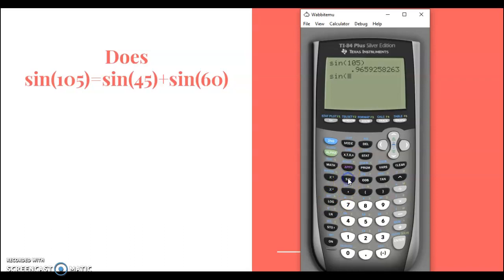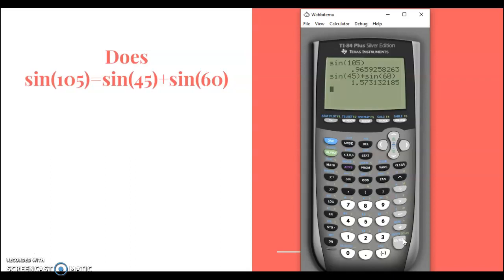Now let's look at what the sine of 45 plus the sine of 60 is. We know that those should be the same because the angles add up to 105. So let's see what happens here. Ooh. We find out that the sine of 45 plus the sine of 60 is actually 1.57. Now that is interesting.